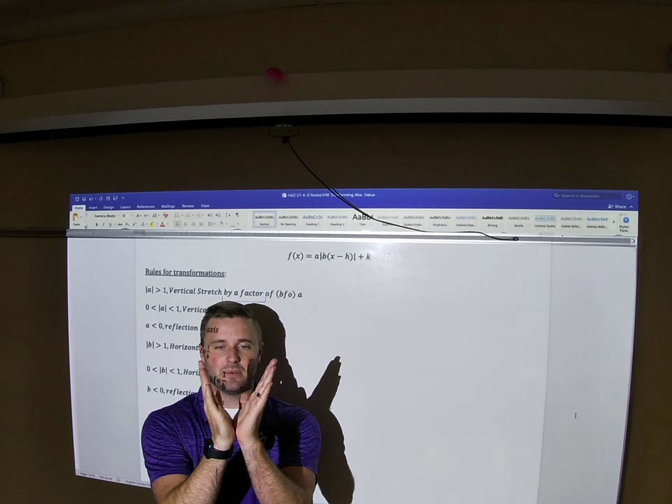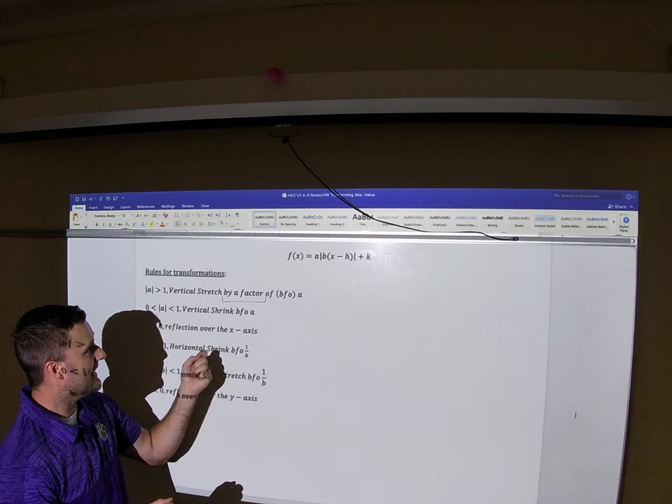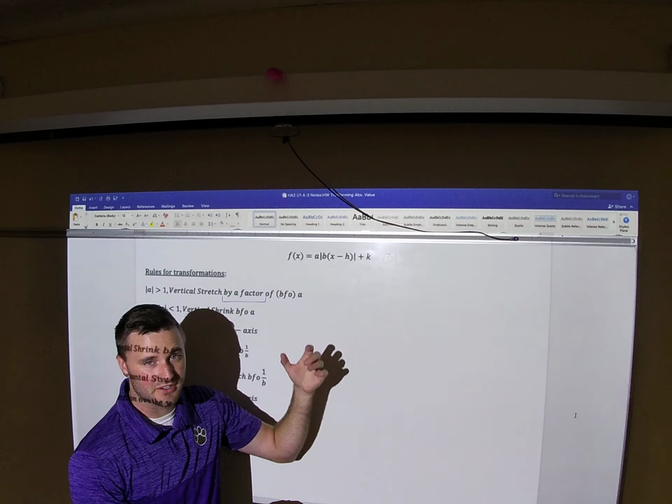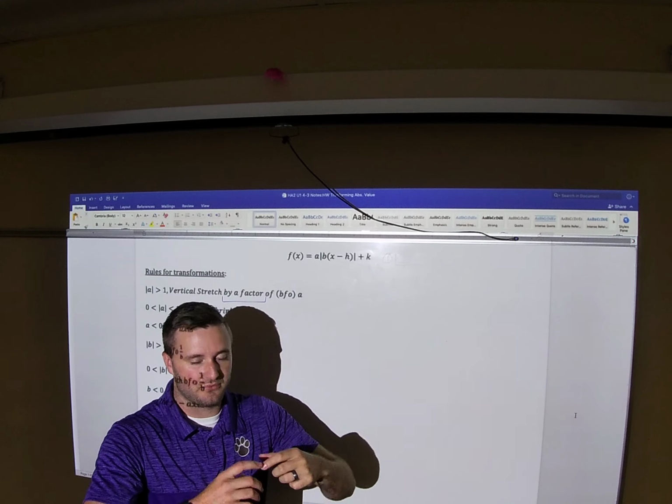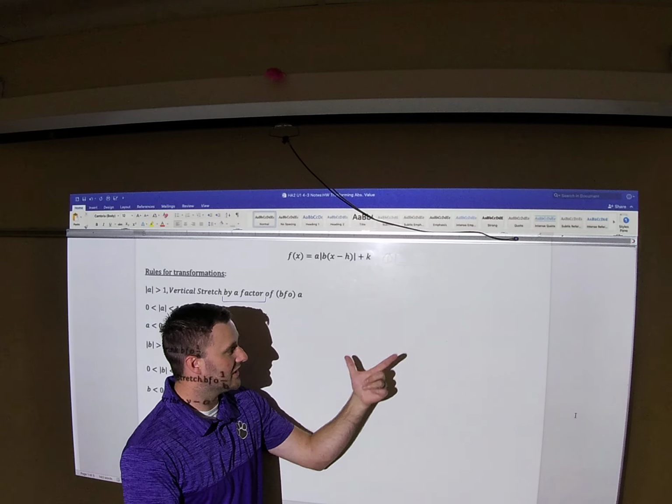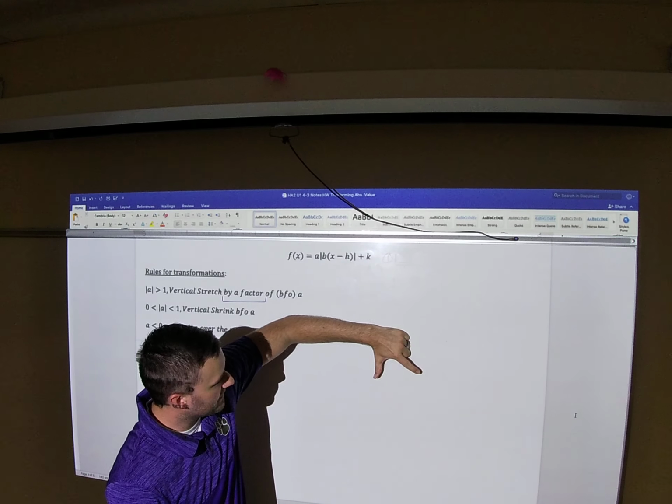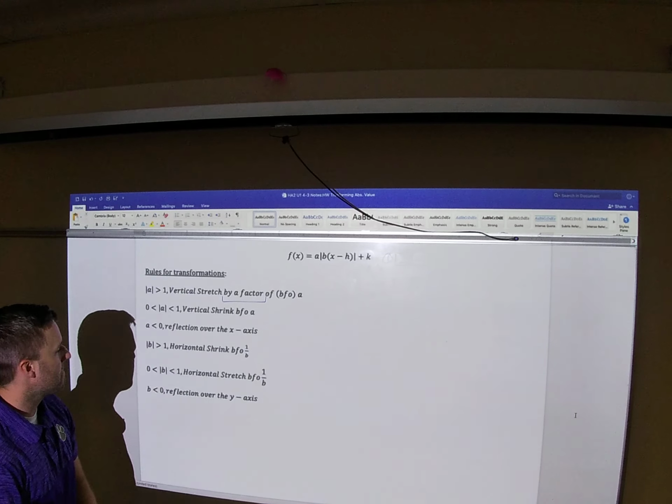Okay, now what about if A is negative? If A is negative, that means it's going to reflect or flip over the x-axis. So if I see a negative number here, that is where I want to pay attention. That means it flips over the x-axis. So instead of a V shape that points up, I'm going to have a V shape that points down.